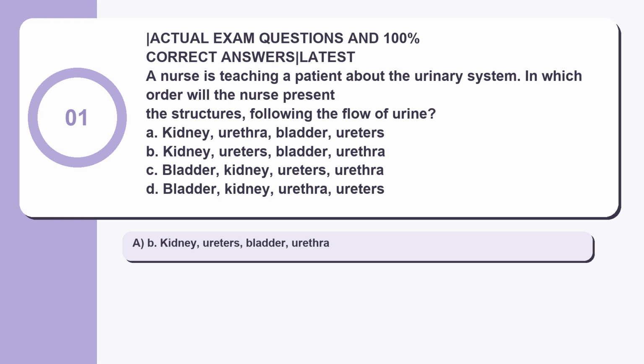A nurse is teaching a patient about the urinary system. In which order will the nurse present the structures following the flow of urine? A. Kidney, urethra, bladder, ureters. B. Kidney, ureters, bladder, urethra. C. Bladder, kidney, ureters, urethra. D. Bladder, kidney, urethra, ureters. The answer is B. Kidney, ureters, bladder, urethra.